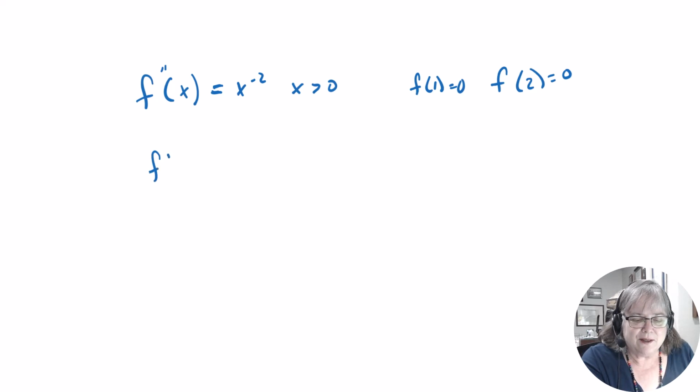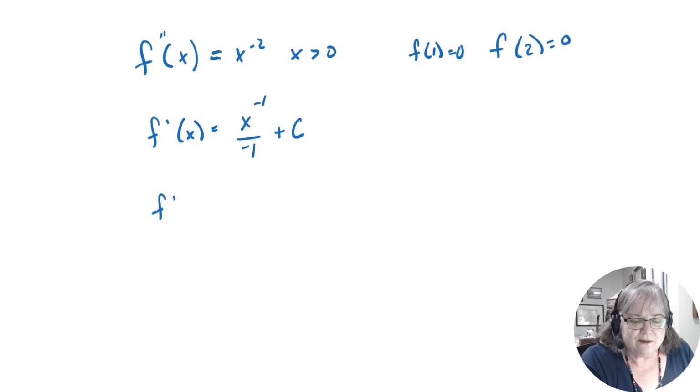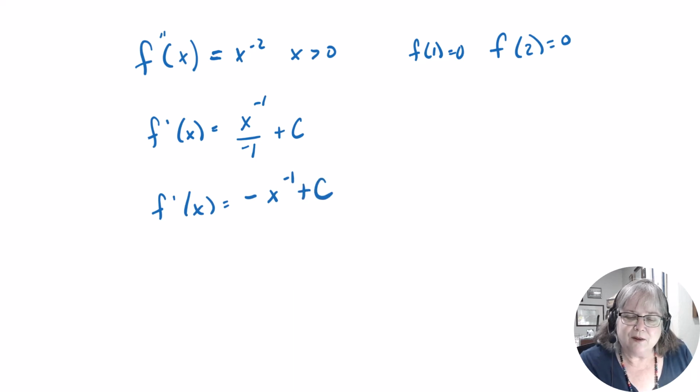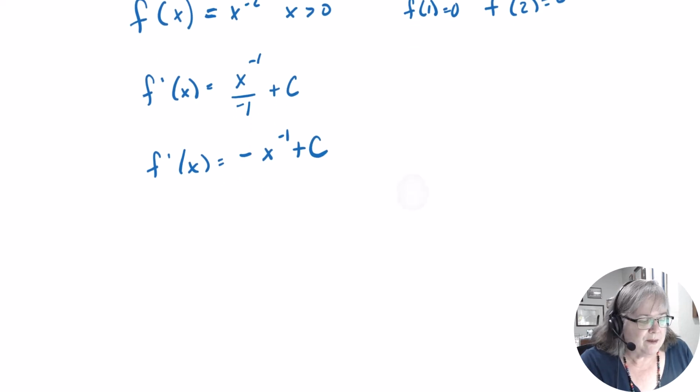So to back it up to the first derivative, I add 1 to the power, divide by the new power, and add c, correct? So the first derivative is minus x to the -1 plus c. And you go, well, I don't have any information to apply at this point, so let's just keep on going.